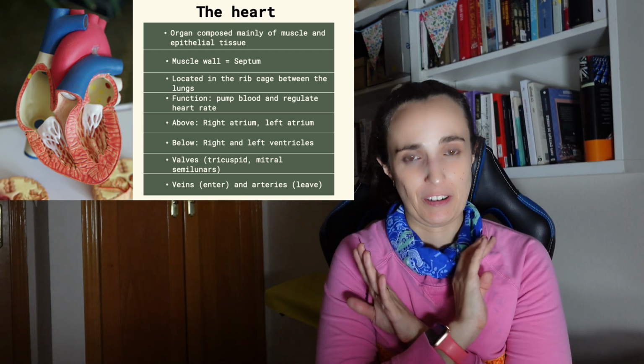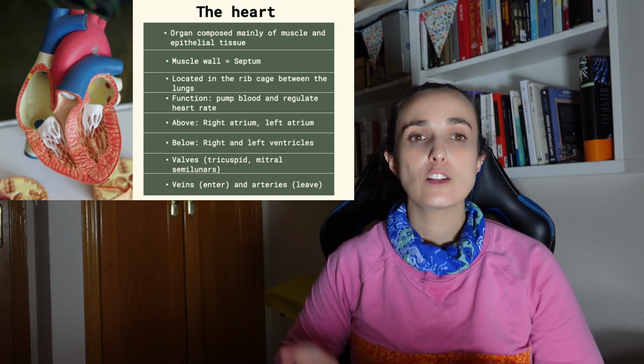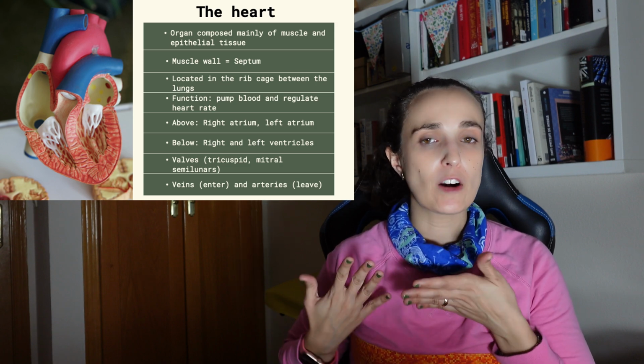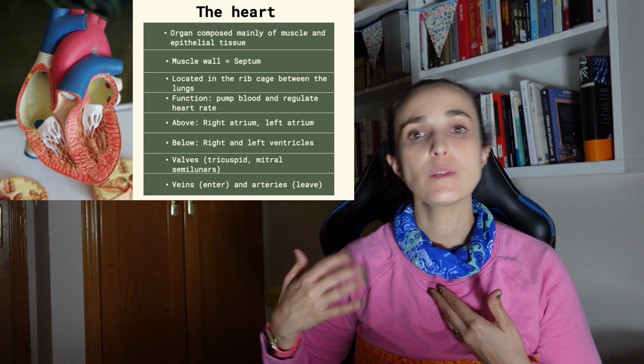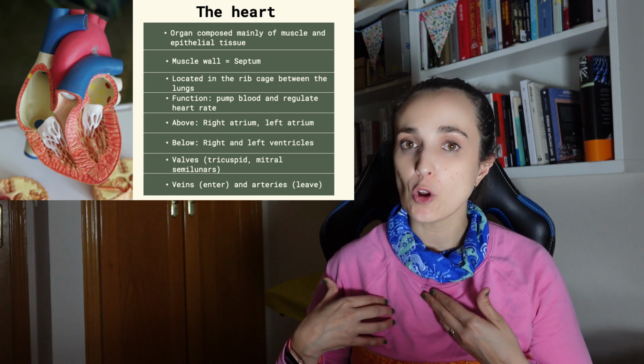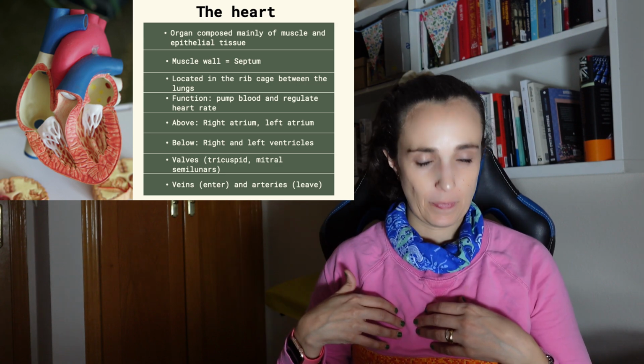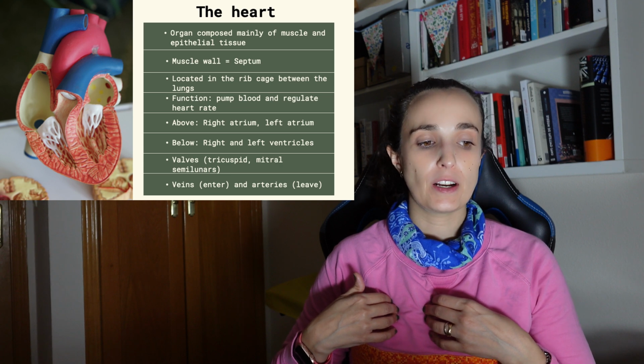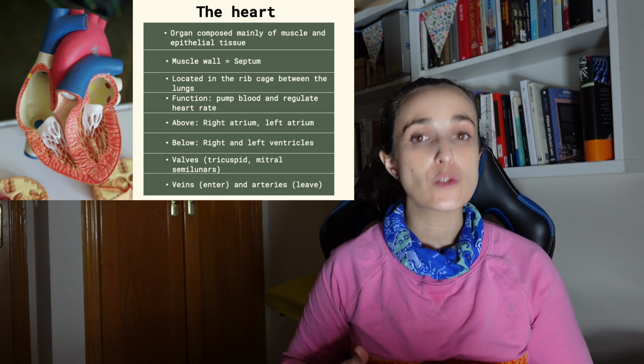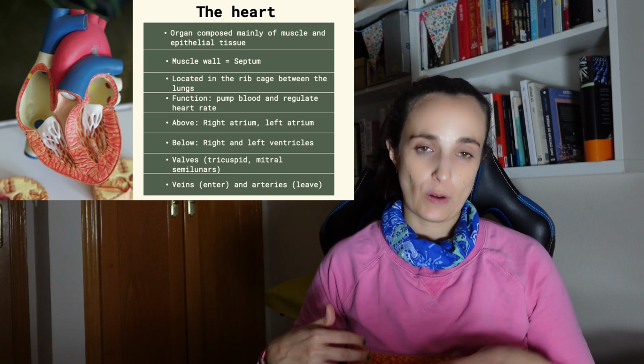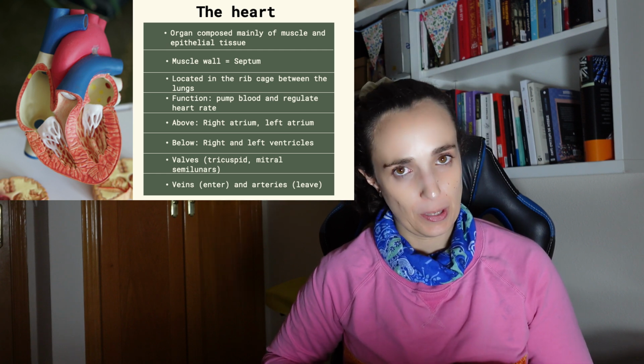Probably it's gonna be mirrored. The thing is, the two above are called atriums, right atrium, left atrium. They will receive blood from the body and then will transfer from the atriums to the ventricles, okay? The right ventricle and the left ventricle.